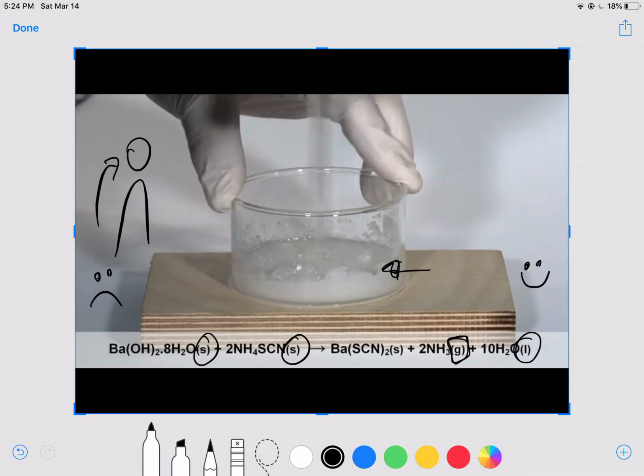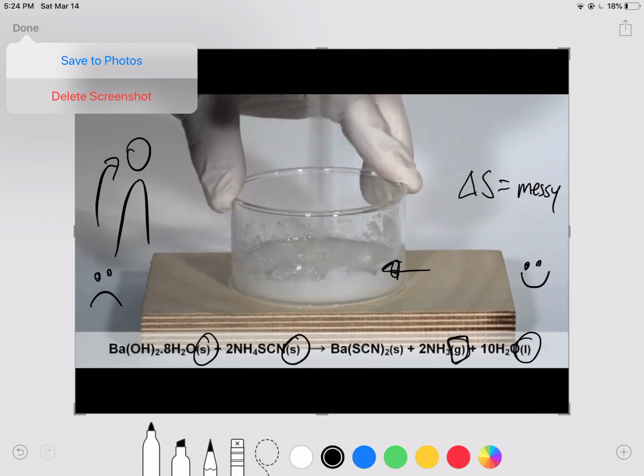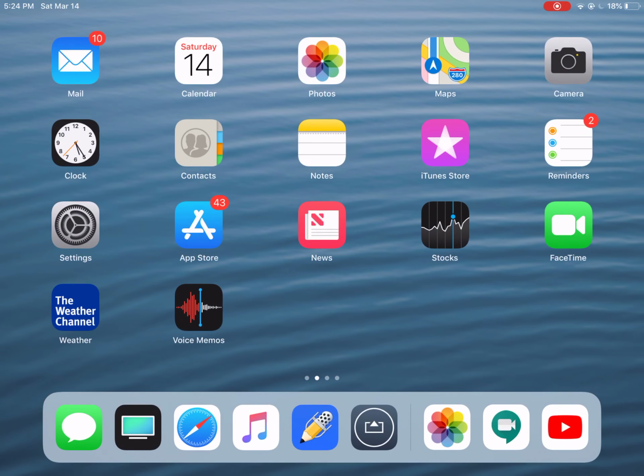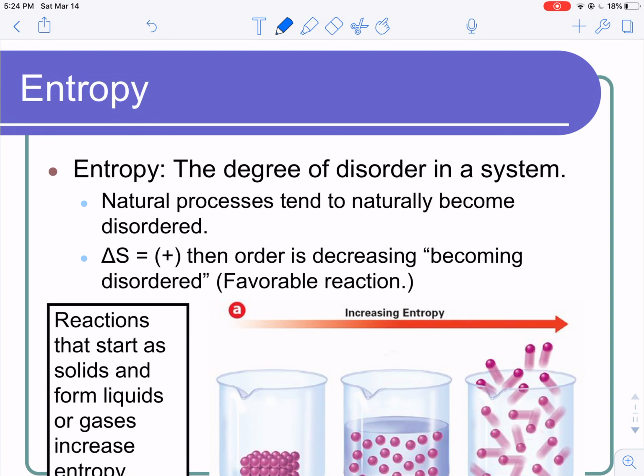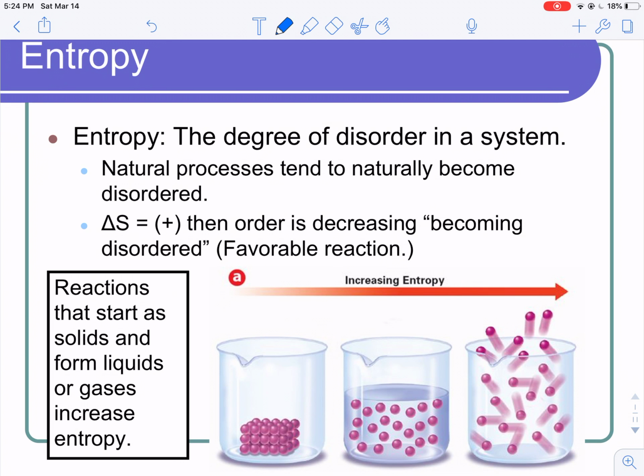This is a new variable that we're going to look at, and this is called delta S. And we like to see delta S getting messy. So let's pop over to Notability real quick. We want to see this sort of messiness that I'm talking about. This messiness, this delta S, has a name. When we're looking at this slide, you guys have copies of this on Classroom already. We started with a solid.